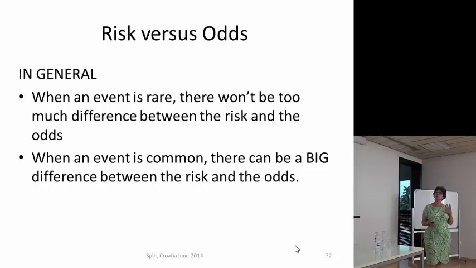But when something is a common condition, there can be a very big difference between the risk and the odds. So you have to A, be very careful what you're talking about, and B, make sure that your potential audience, readership, or whoever knows what you're talking about. One of the common mistakes that I see, and I don't blame them because I've made this mistake, so of course I'm more forgiving of it, is mixing up odds and risk.